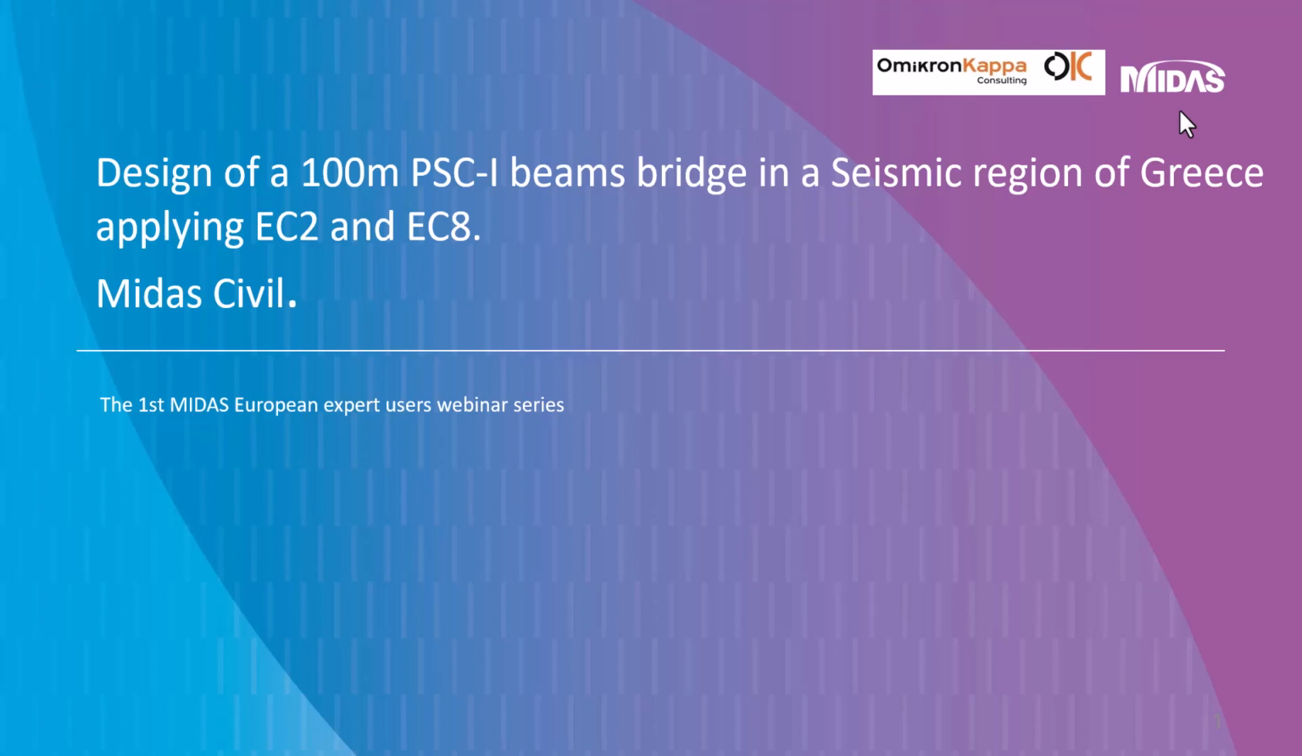This webinar is about the use of Midas Civil for creating a pre-stressed precast beam bridge. The bridge is located in a highly seismic region of Greece and will apply Eurocode 2 and Eurocode 8.